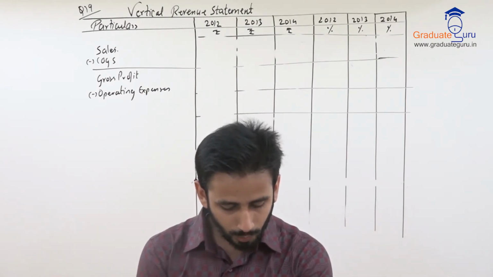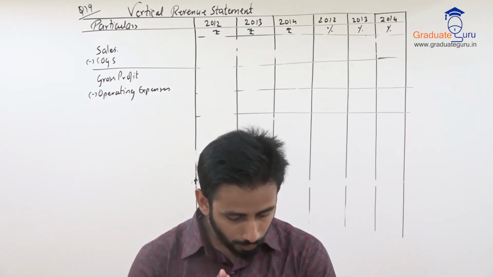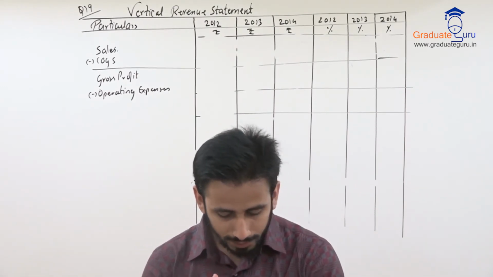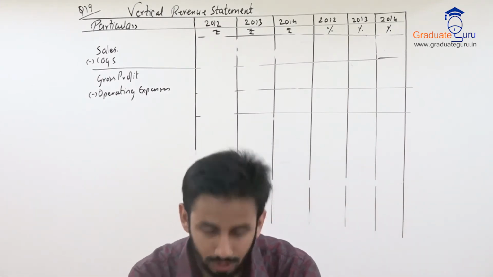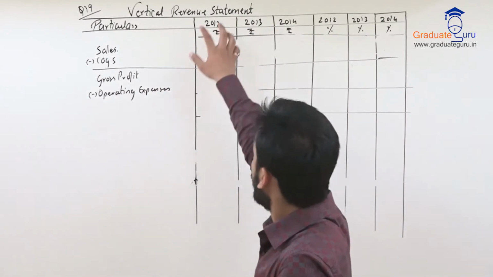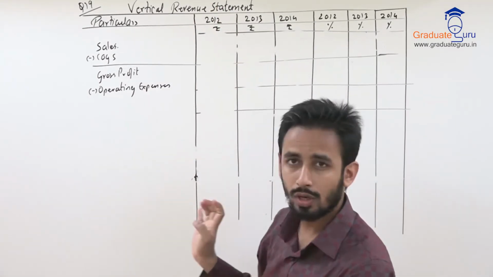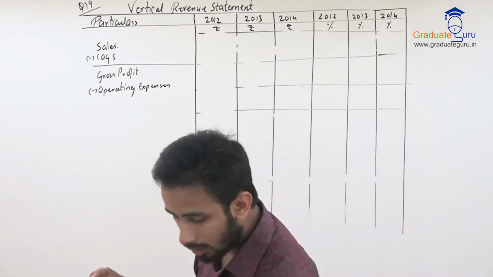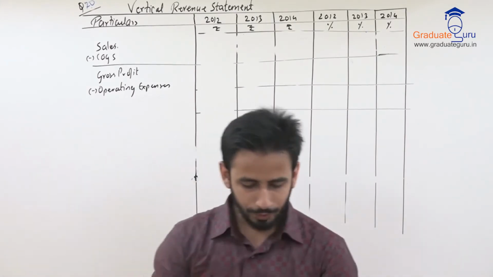Question number 20. From the following information, prepare the vertical revenue statement and the trend analysis of Chiplun Products of all the years. Okay, there's a company Chiplun Products. So at the very heading you'll write Chiplun Products, then the vertical revenue statement, and then as usual our question goes. This is the 20th.